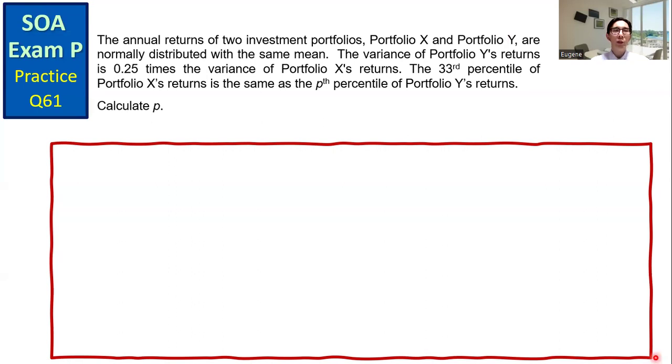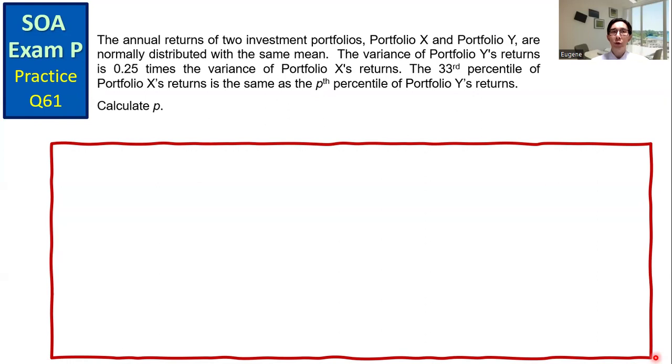SOA Exam P practice question number 61. The annual returns of two investment portfolios, Portfolio X and Portfolio Y, are normally distributed with the same mean. The variance of Portfolio Y's returns is 0.25 times the variance of Portfolio X returns. The 33rd percentile of Portfolio X return is the same as the pth percentile of Portfolio Y's returns. Calculate the value of P.